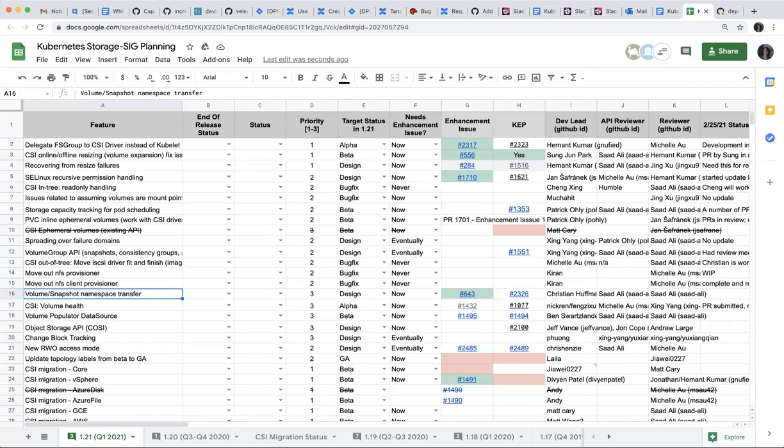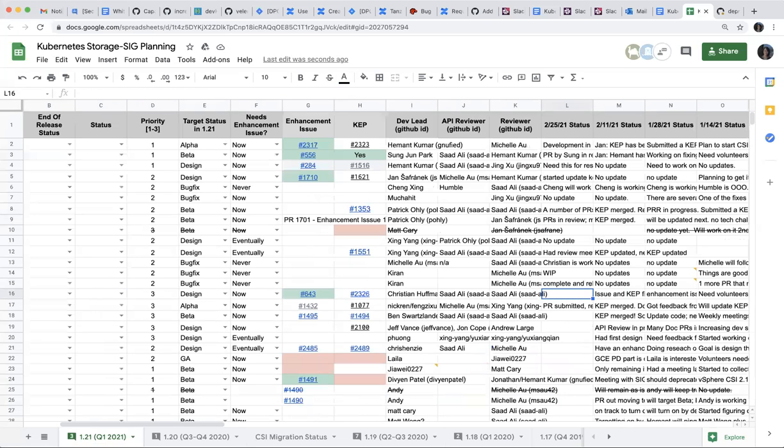Next one, volume snapshot namespace transfer. So Christian, yeah, I think the next step for this is we need to have a meeting. I've put a link to a doodle inside the main SIG storage planning. If you're interested in attending that meeting, feel free to include your email address and select the times that work for you. Most of these are scheduled in the afternoon next week Eastern time, but there are a few in the morning. So we need to get together and discuss how best to move forward with this. Sounds good. Thank you.